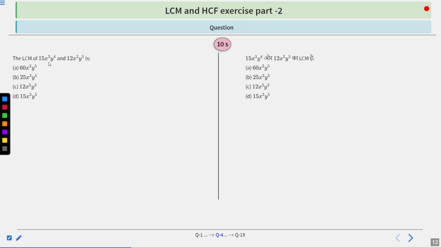The LCM of 15x cube y4 and 12x square y5 is? Options are 60x cube y raised to power 5, 25x cube y raised to power 5, 12x cube y cube, and last one is 15x cube y raised to power 5. These are the options.